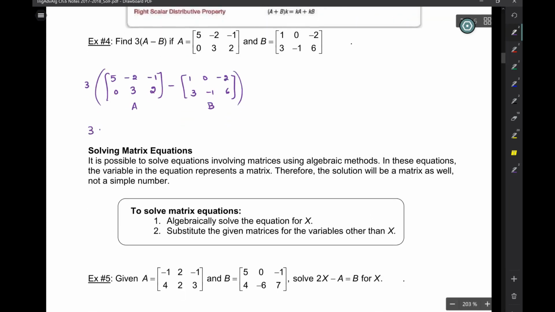So this is going to be 3 times, and let's just do A minus B, right? So it's going to be 5 minus 1, okay? Negative 2 minus 0. Okay, what about this next one? Negative 1 minus negative 2, how much? 3. Negative 1 minus negative 2, write it out if you, it's plus 1. 0 minus 3, negative 3. 3 minus negative 1, 4. 2 minus 6, negative 4.